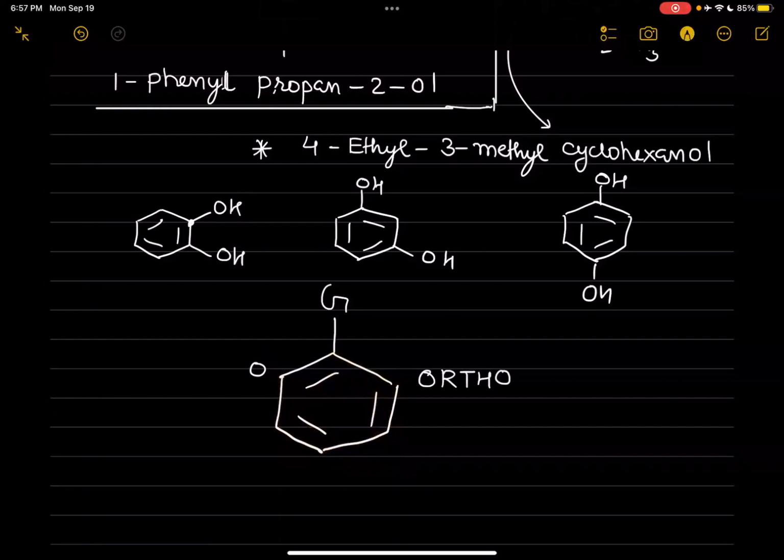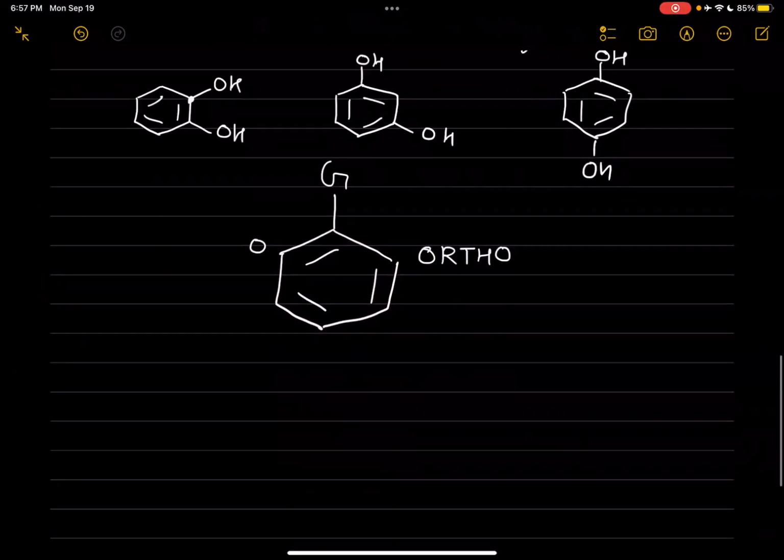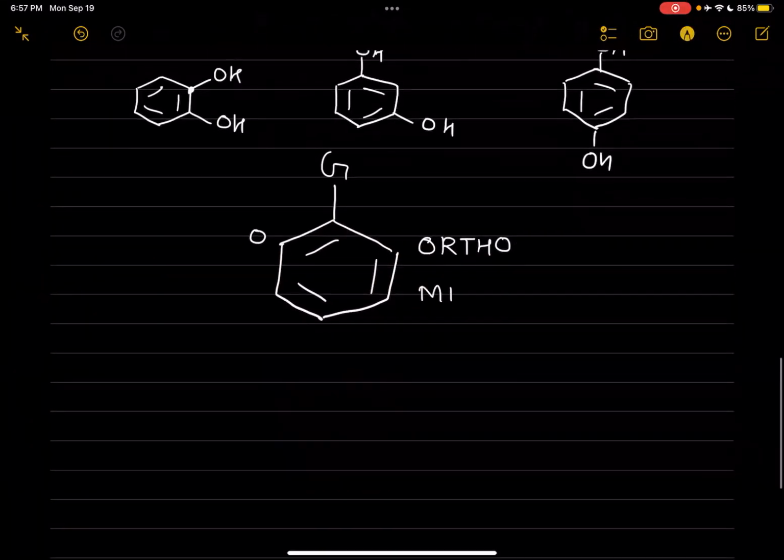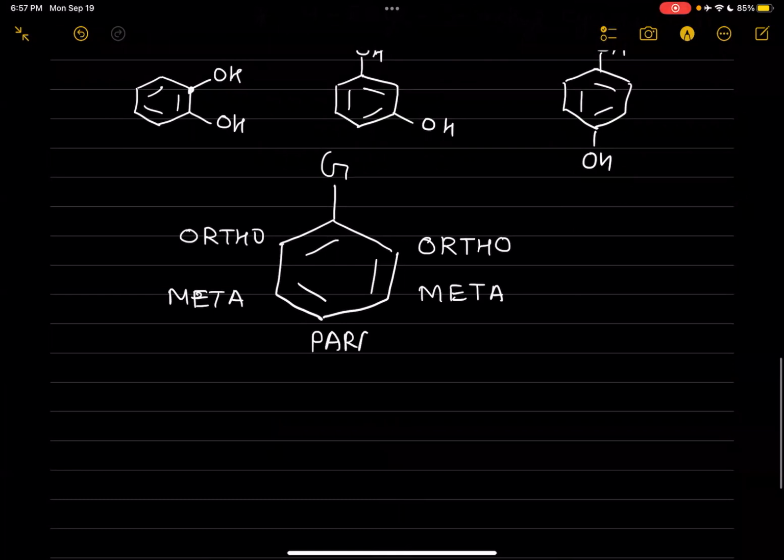which are adjacent to the group. Both the adjacent positions are ortho. Next to adjacent is meta. And this is para. Ortho, meta, para. Right?